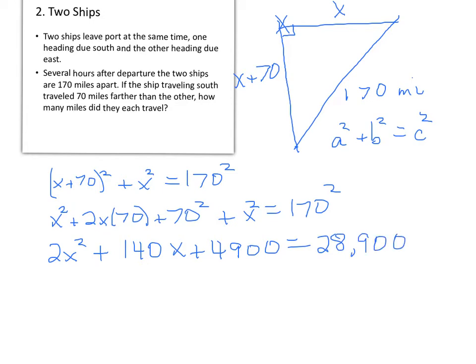Okay, now we need to complete the square to solve this problem. So in order to do that, we get our variable terms on one side and our numbers on the other. That means we need to subtract 4,900 from both sides. And so we have 2x squared plus 140x equals 28,900 minus 4,900 is 24,000.